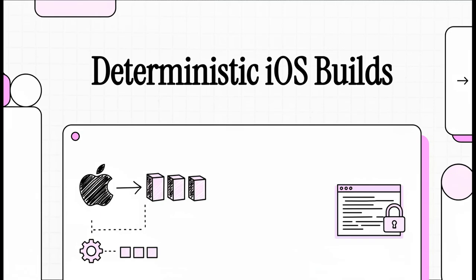All right, let's dive into something that's really a core principle of professional iOS engineering: reproducible builds. Now, I know that might sound like just another technical buzzword, but trust me, it's the foundation that separates truly reliable software from, well, unpredictable chaos.